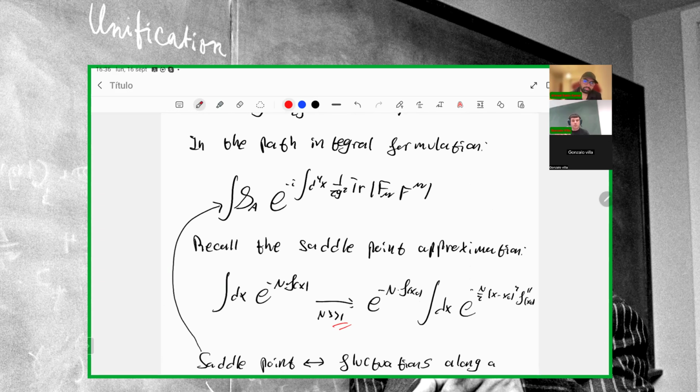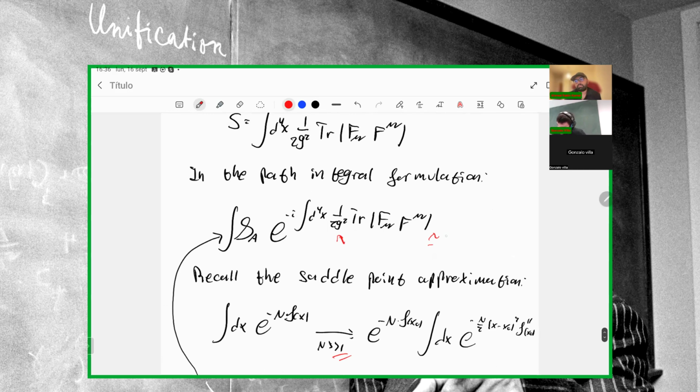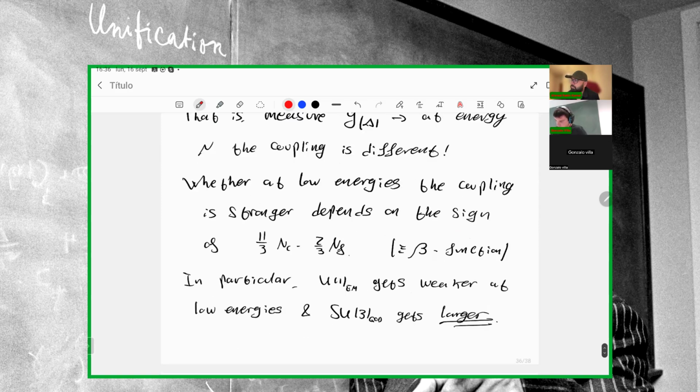The weakly coupled description works because this g squared is very, very small, which means that 1 over g squared is very, very large. And so I can approximate this by fluctuations around a classical background plus corrections. So, okay, let me talk a little bit more about that.